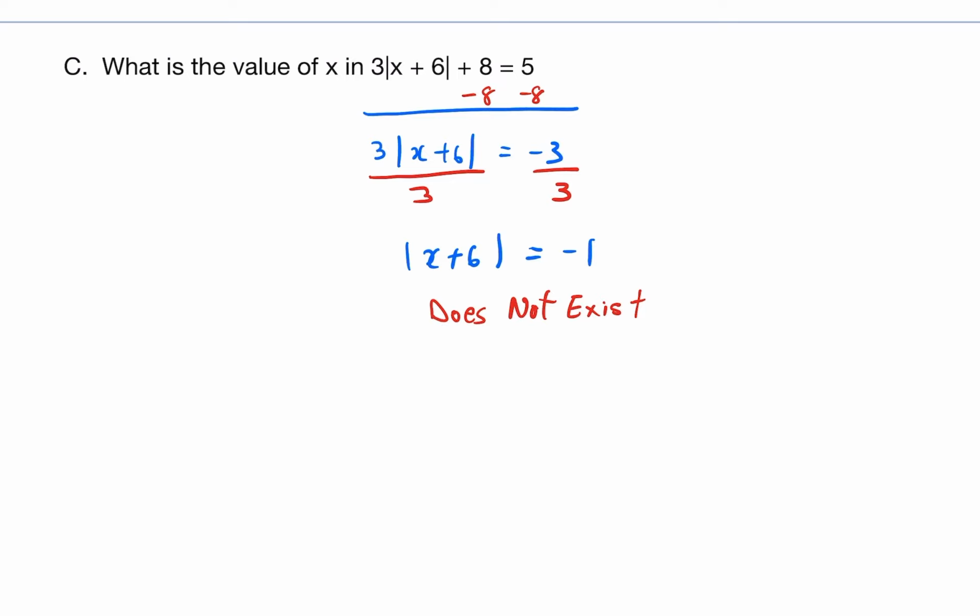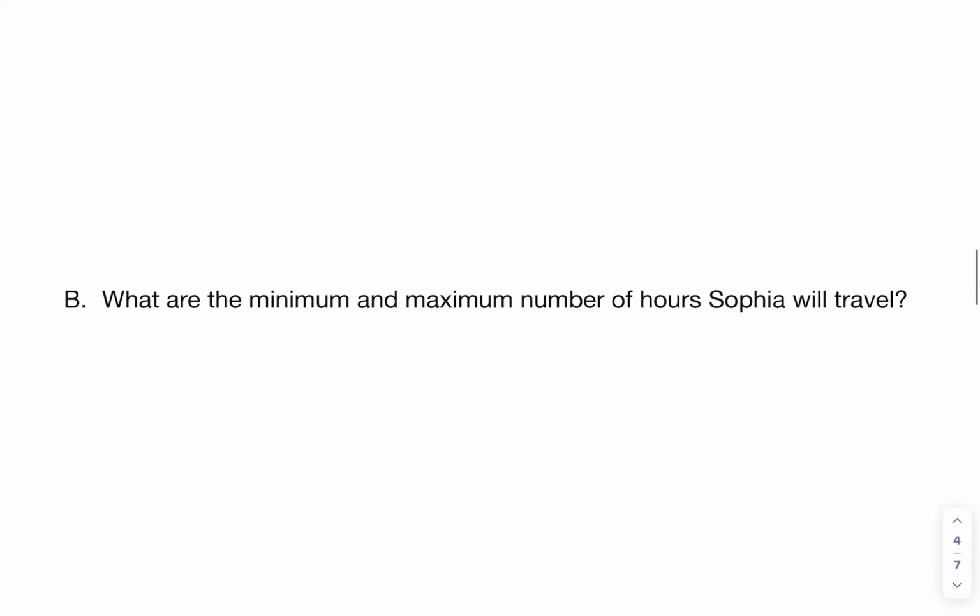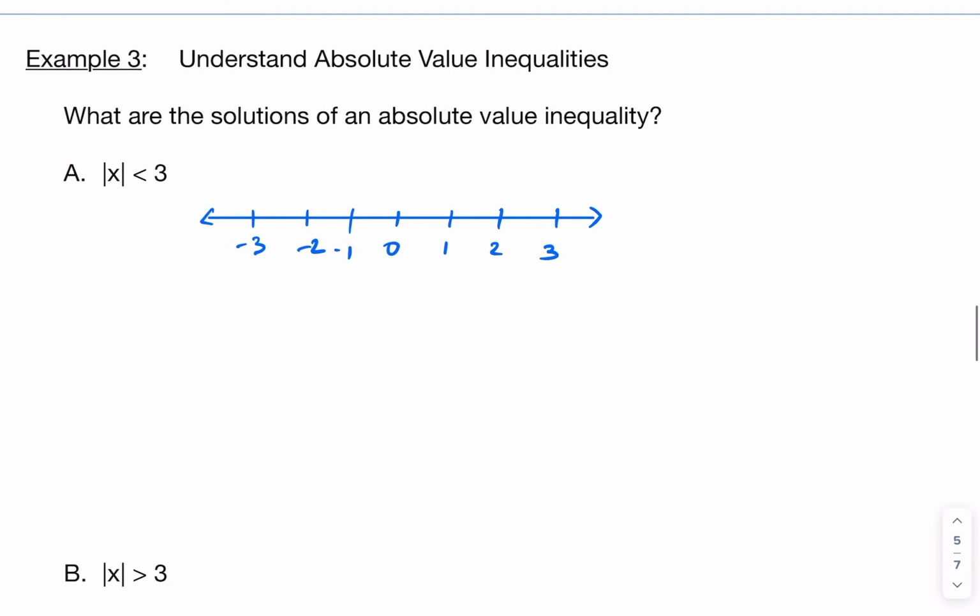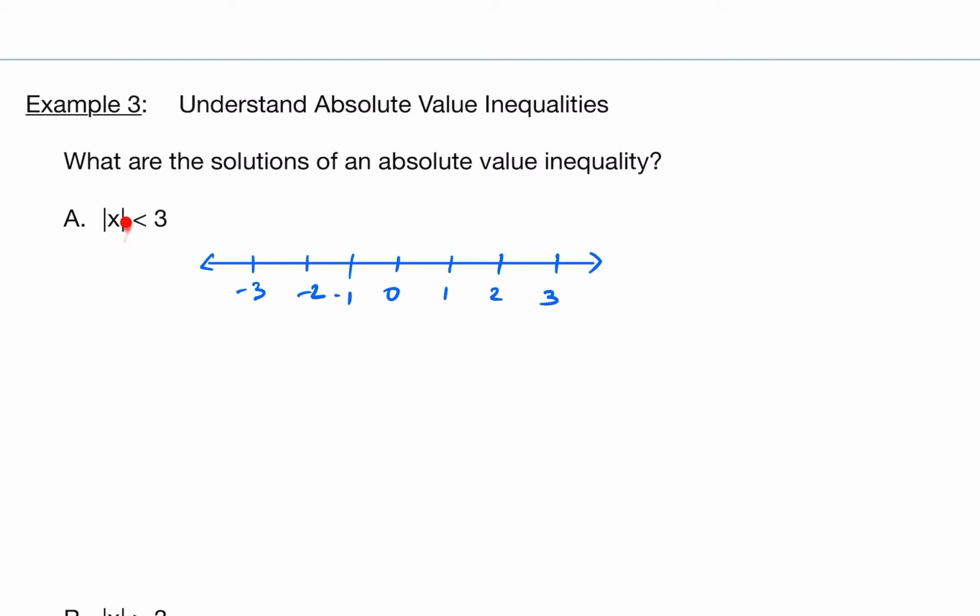Okay, so these 3 examples were all about equalities, right? So we worked with the equal sign. So now we're going to move on to an example that involves an inequality. Okay, so here is an absolute value inequality, and here's what we have for this example. Okay, we have the absolute value of x is less than 3.